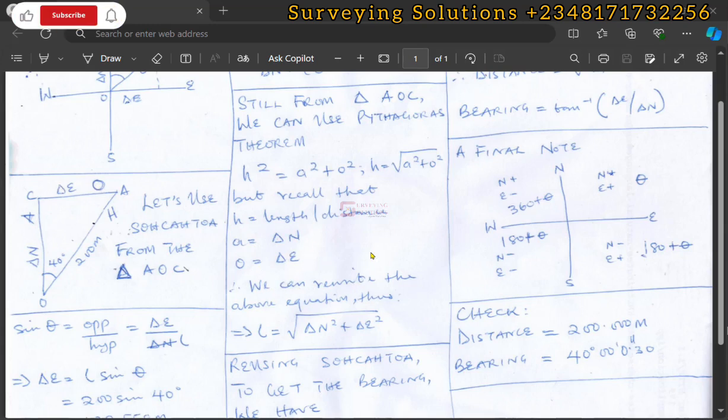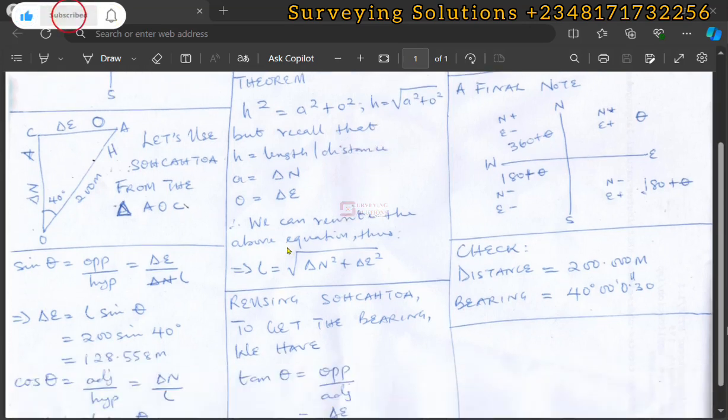Therefore, instead of h equal to the square root of a squared plus o squared, we can rewrite it in terms of surveying to denote L equal to the square root of delta nothings squared plus delta S squared, right? Good. So this is what we use in surveying. The delta nothings is the difference between the first and the second nothings, and the delta instance is also the difference between the first and the second instance, depending on wherever you're going to. That will help you define your length.